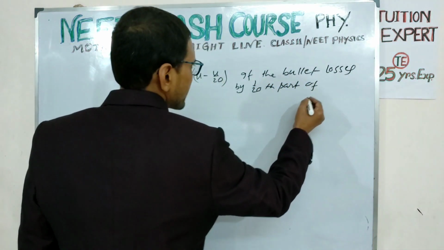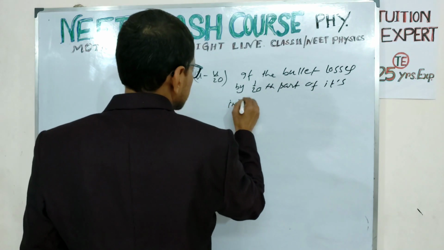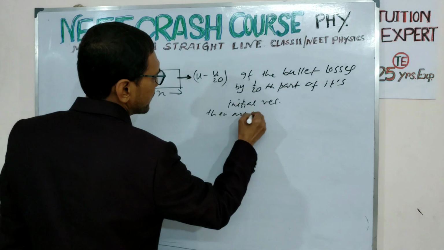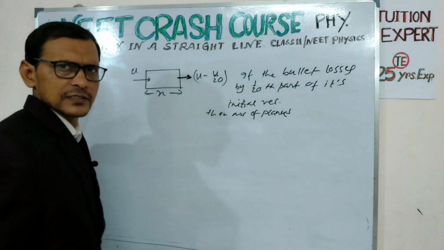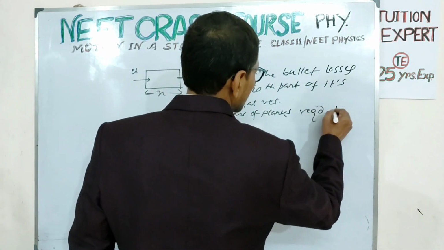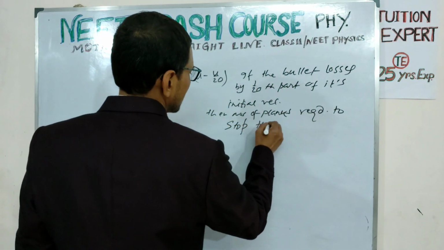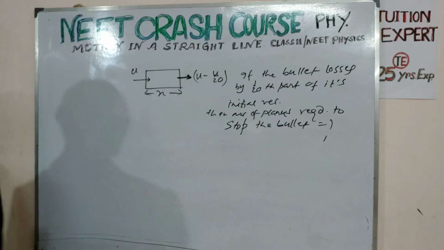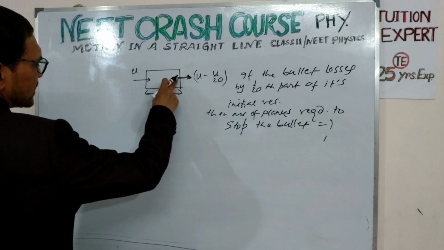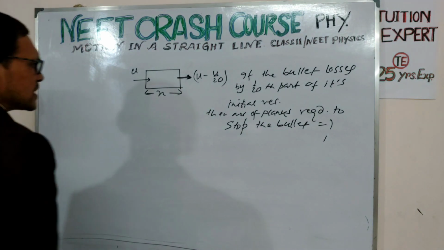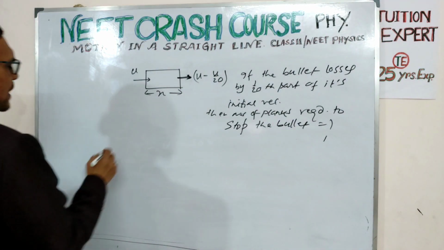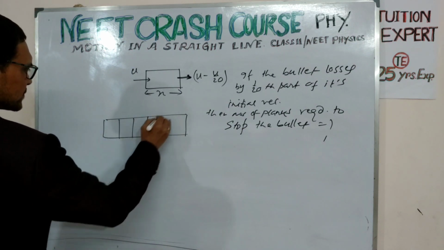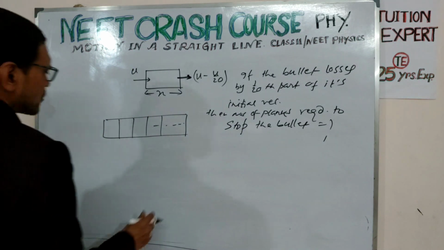So the question is, if the bullet loses 1/20th part of its initial velocity, then what is the number of planks required to stop the bullet? So this is the problem. Now, given that the bullet loses 1/20th part of its initial velocity, what is the number of planks required to stop the bullet?